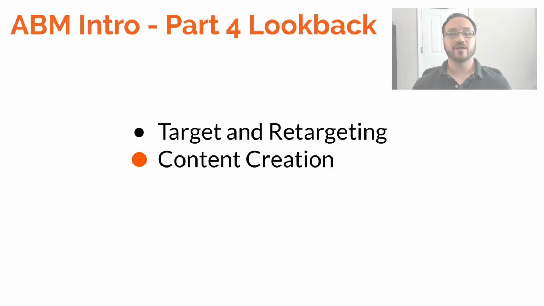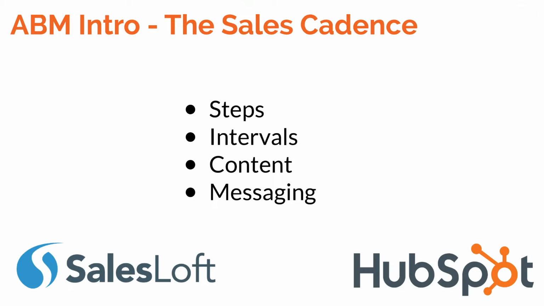So just a quick look back, part 4 was all about targeting and retargeting and about the content creation we have to execute on in order to make this come to life, in order to be able to execute on the account-based marketing strategy. So the first thing I want to talk about is the sales cadence. What is a cadence? What does this look like?